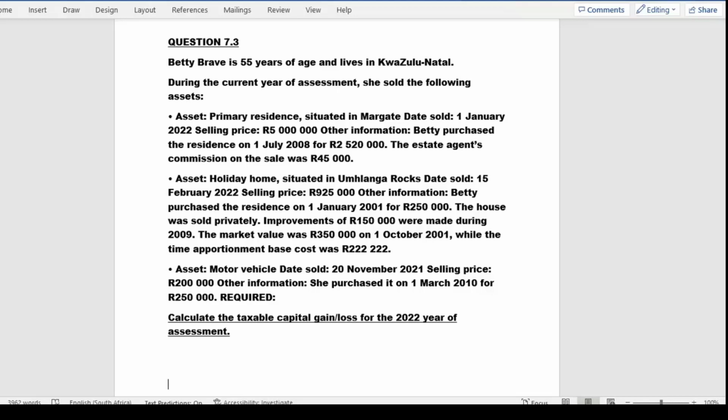Asset number 3 is a motor vehicle, sold on the 20th of November 2021 with a selling price of 20,000 rand. She purchased it on the 1st of March 2010 for 250,000 rand. Required: calculate the taxable capital gain or loss for the 2022 year of assessment.